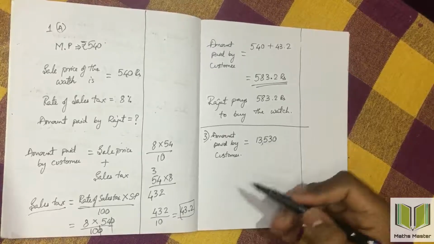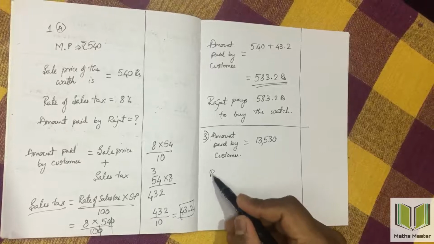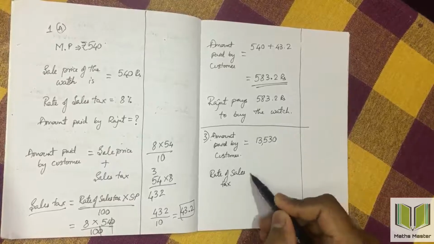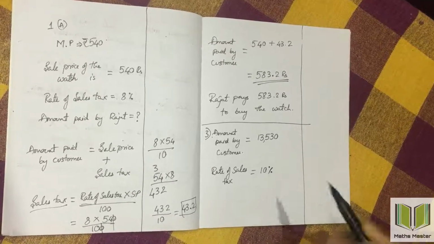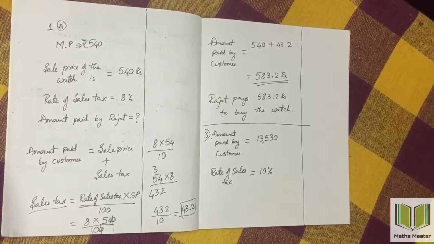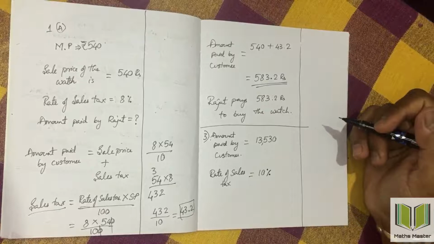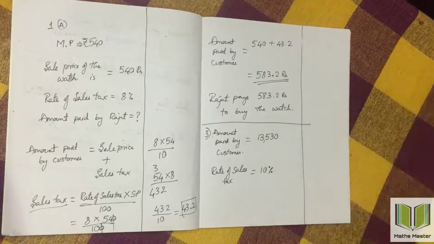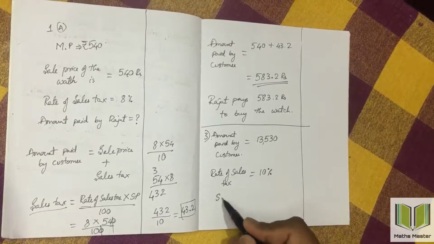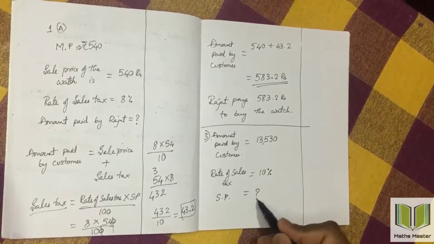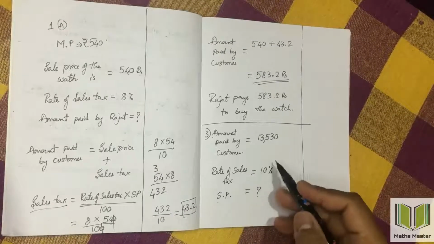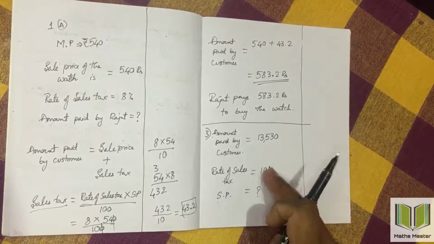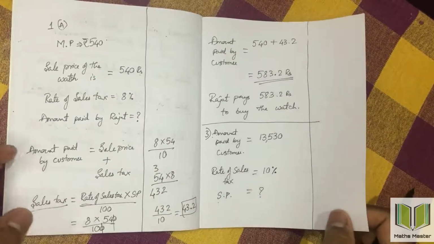Now in this they have clearly mentioned rate of sales tax. Rate of sales tax is equal to 10%. The question clearly says amount paid by customer is equal to 13,530. Rate of sales tax is equal to 10%. If the sales tax is 10%, find the basic cost price. So you're supposed to find the sale price. You need to find out the sale price is equal to question mark. We know that sales tax is equal to 10% of sale price. Now we'll see how the problem can be solved.